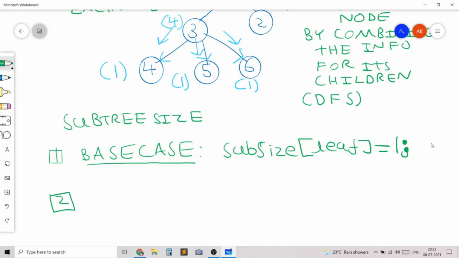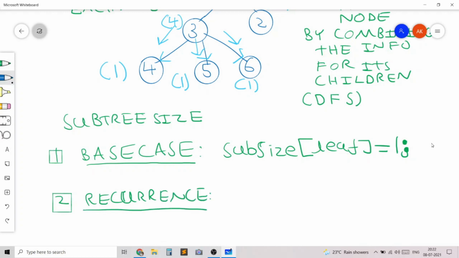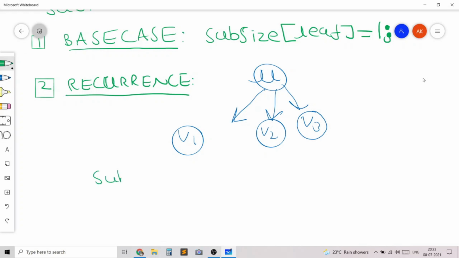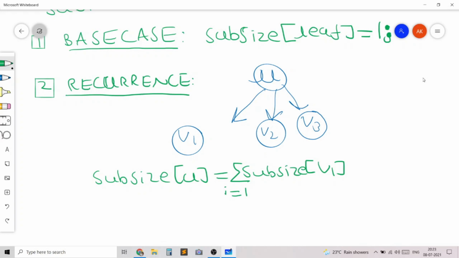For the recursive case, or the recurrence, we need to understand that if we are at some node, let's say U, and we know that U's children are V1, V2, V3, and let's just consider it has 3 children so far, then we can easily figure out that the subtree size for U is just equal to the subtree size for V1 plus the subtree size for V2 plus the subtree size for V3 plus 1.